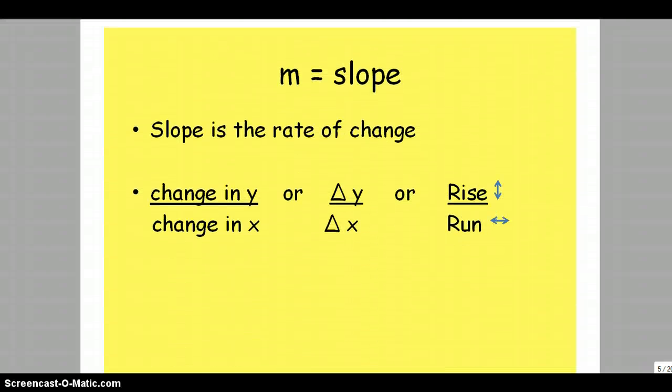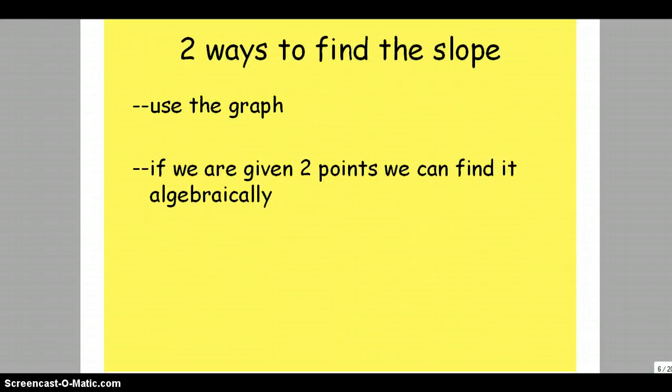Now the slope, like I said, the variable used is m, and slope is a rate of change. It's going to be your change in y divided by your change in x, or it could be delta y over delta x. That means the same thing, or some people like to refer to it as rise over run. Okay, we have two ways that we can find the slope. We can just use the graph, or if we're given 2 points, we can find it algebraically.